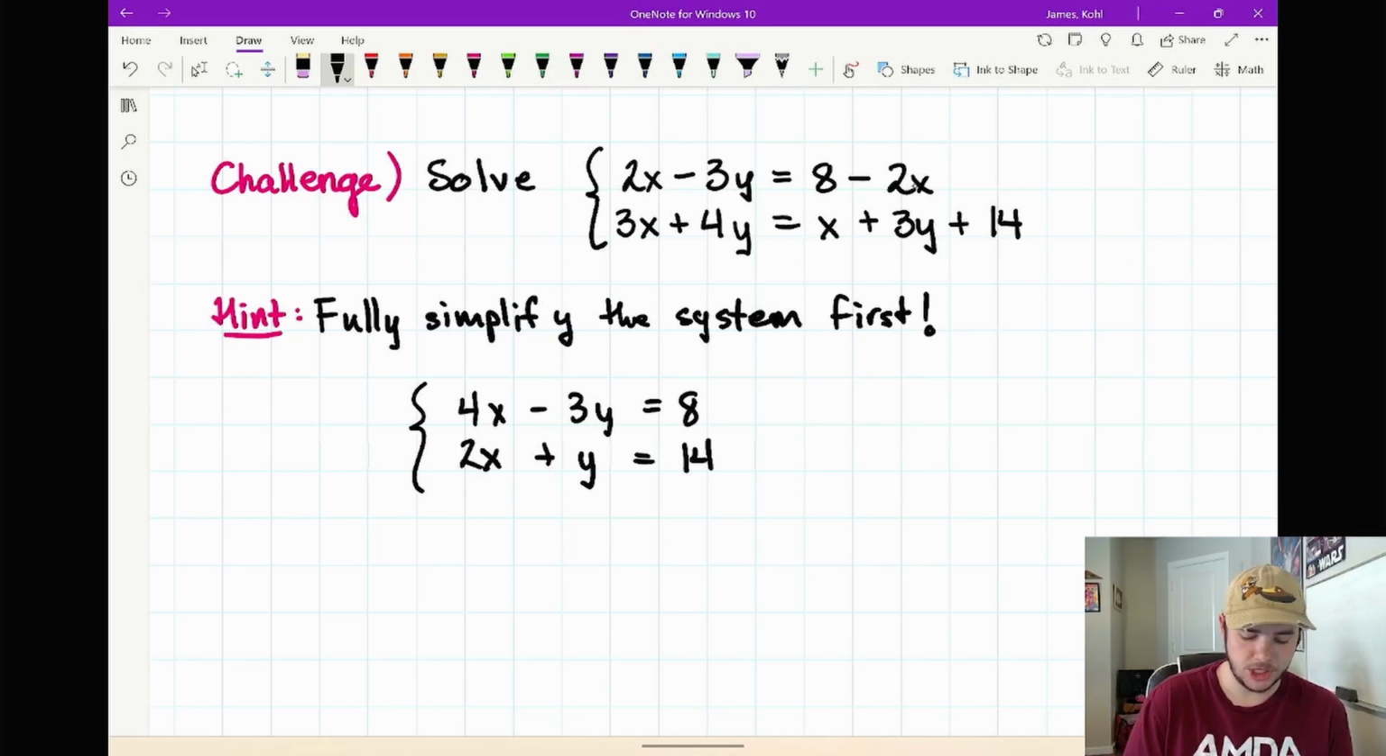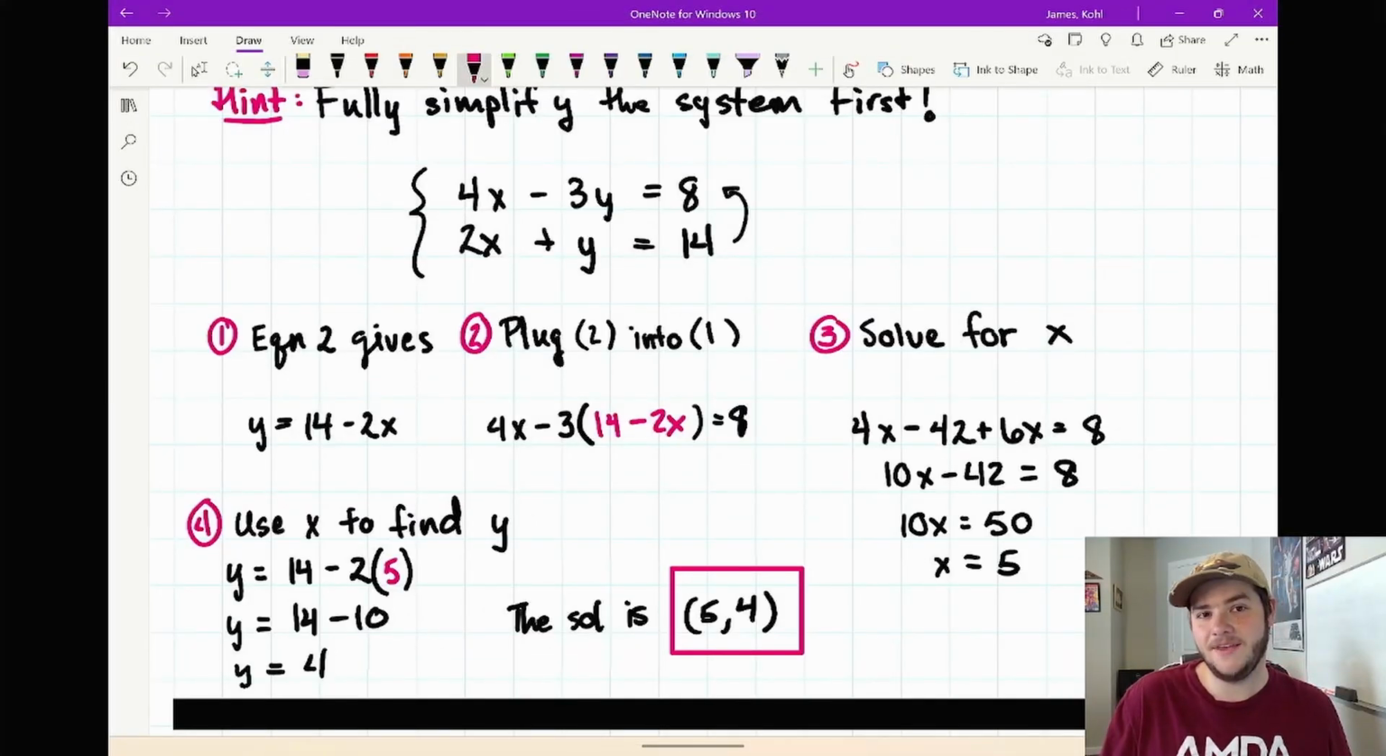In the first equation, I can add this 2x over to the other side, and I get 4x minus 3y equals 8. In the bottom equation, I can subtract the x and the 3y over to the left side to get 2x plus y is equal to 14. Now go ahead and pause the video to see if you can finish it off. The answer that I found was 5, 4. Feel free to pause the video here to check over my work.